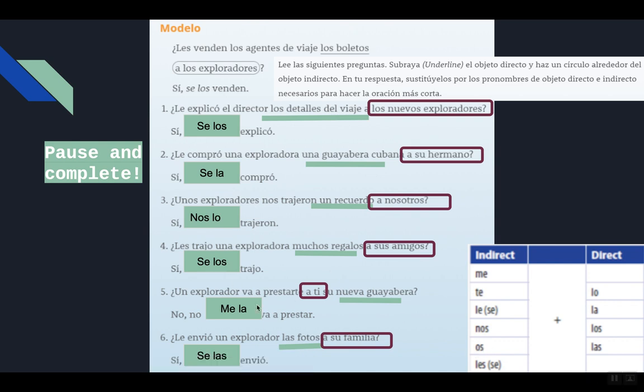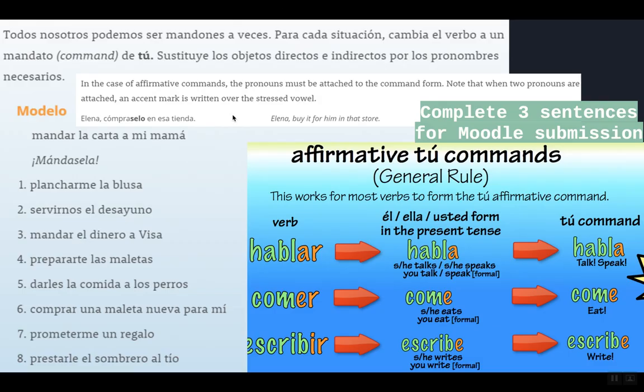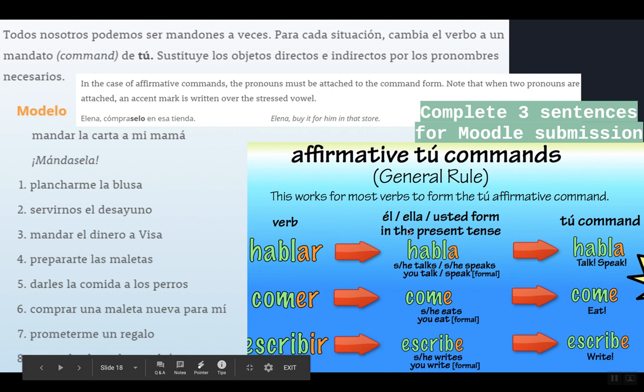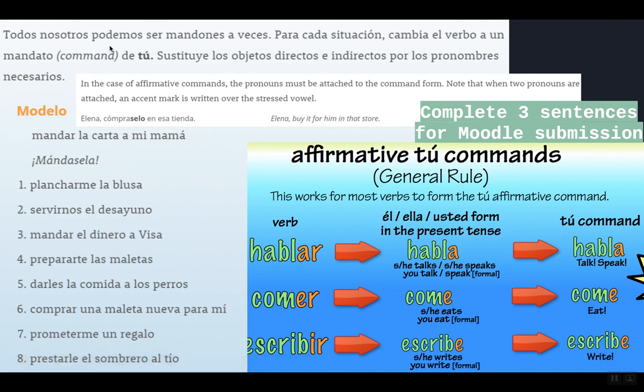Okay, bueno, entonces vamos a continuar. Entonces, para esta actividad, ustedes van a hacerlo para Moodle. Entonces, vamos a formar los mandatos afirmativos. So here's the affirmative command rule. Remember, you conjugate it to the él, ella, usted form, and then that's your command. So, for example, we're going to be telling somebody to do something, and we're going to be substituting our pronouns in. So, send the letter to my mother. So, send it to her. So, mándasela. Now remember, we're going to preserve our original stress. So in the word manda, since it ends in a vowel, N or S, our stress goes on the second to last syllable. So that's where we would put it.